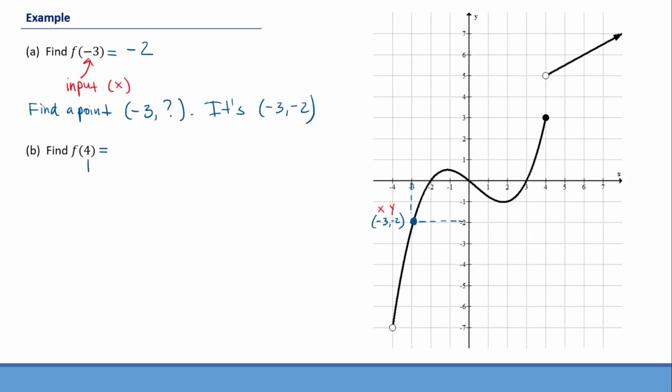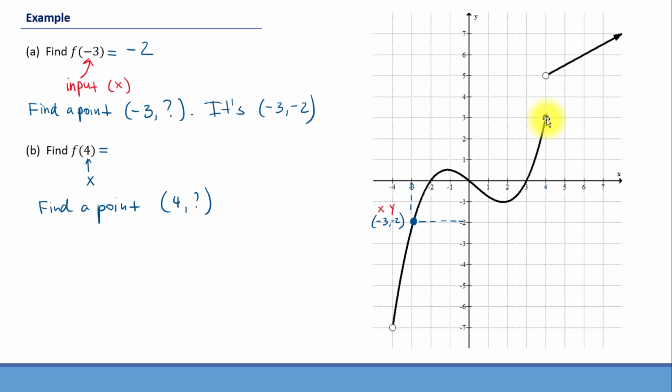Again, 4 represents the x. And we need to find a point with the x coordinate 4 and check its y coordinate. So let's find 4 on the x-axis. It's right here. Let's go straight up to hit the line. Notice that the endpoint is closed here and it's open here. So that means that point on the graph that has x coordinate 4 is this one.